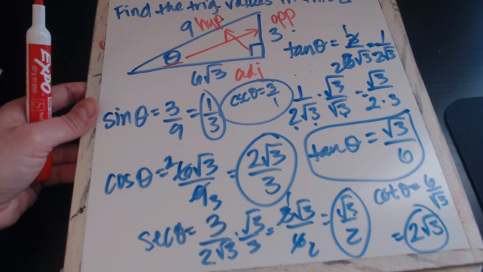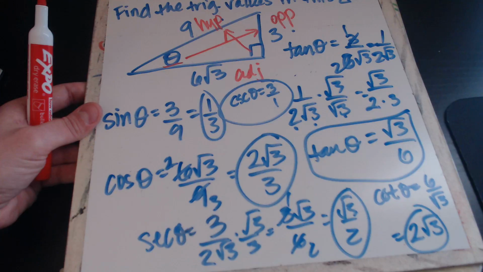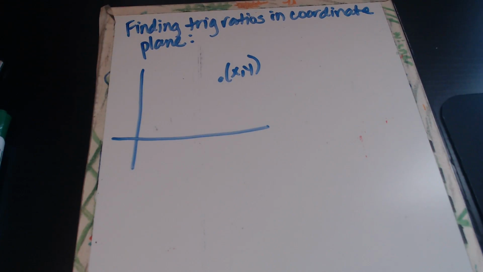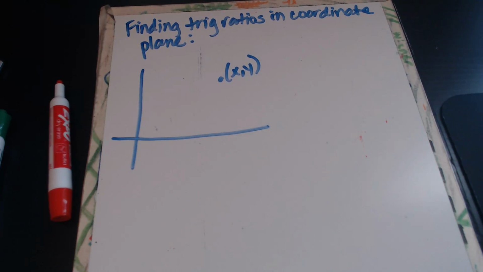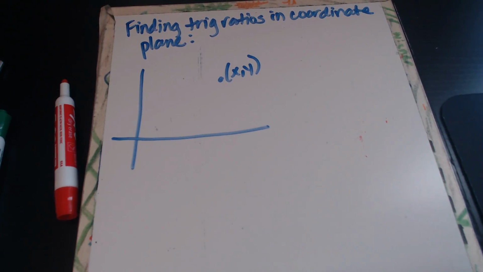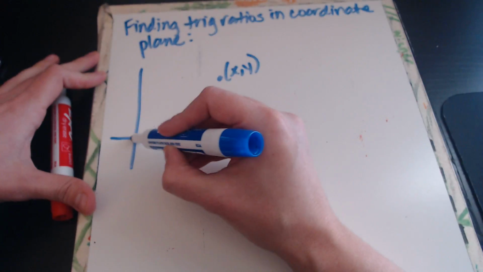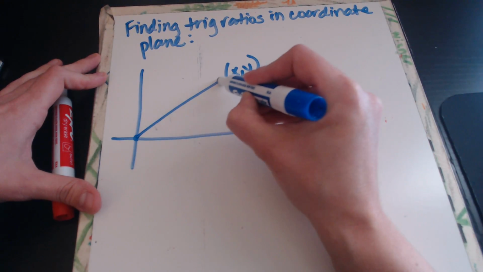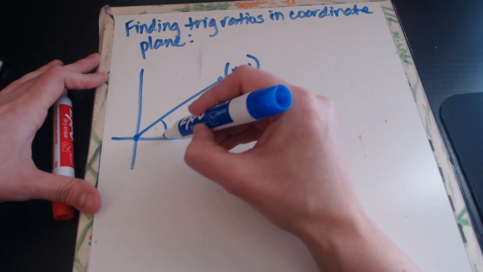So when you have a triangle and you know all the side lengths, finding all six trig functions is very easy. But what happens if I'm just given a point in the coordinate plane? If I want to find the trig ratios in the coordinate plane and I'm just given a point, this is really easy if I know the distance from the origin to this point and I know the angle that has been turned.